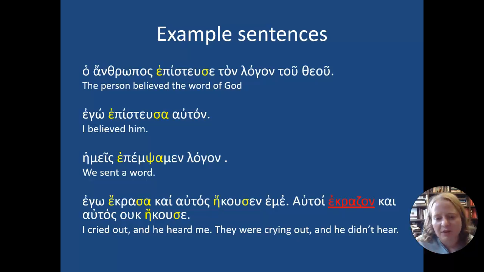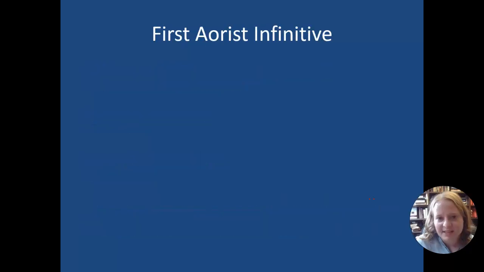They were crying out repeatedly, ekroxon, and he did not hear them. So the ekroxon shows you the difference when the sa hits it and when it doesn't hit it. That just takes over that zeta. You're going to catch this, though, by just doing a lot of practice sentences.